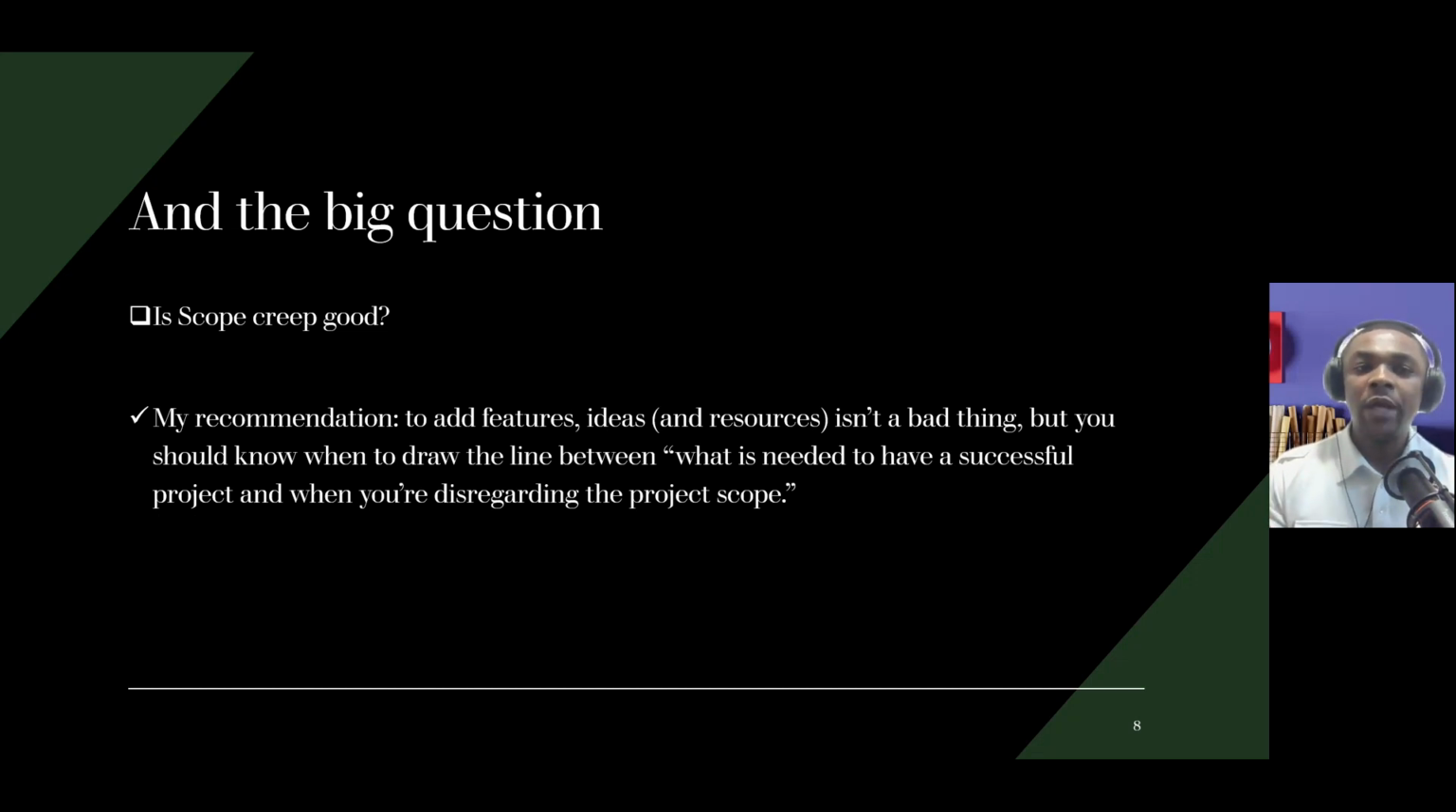But we should know when to draw the line between what is needed to have a successful project and when you are disregarding the project scope, because every project does have a scope. Draw the line when it is necessary, right? We have to go through some kind of question checklist. Is this necessary to add to this sprint? Is this necessary to go into this release? What is the potential risk involved? Those checklists will help us decide either to proceed or to withdraw, and also to reprioritize. So that would be my recommendation, right?